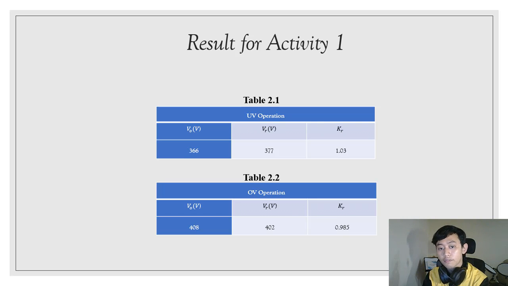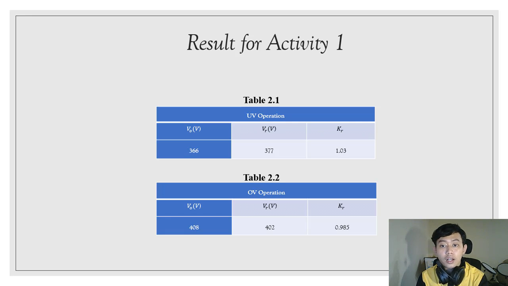So if you want to test for the over voltage operation, we need to set the nominal voltage again to 380 volt, and then from that voltage we increase to 408 volts, which is the operating voltage. And the same thing, the buzzer will make sound. So in order to turn off the buzzer, we need to decrease the voltage from 408 to 402 volts, right? And we name it as release voltage.